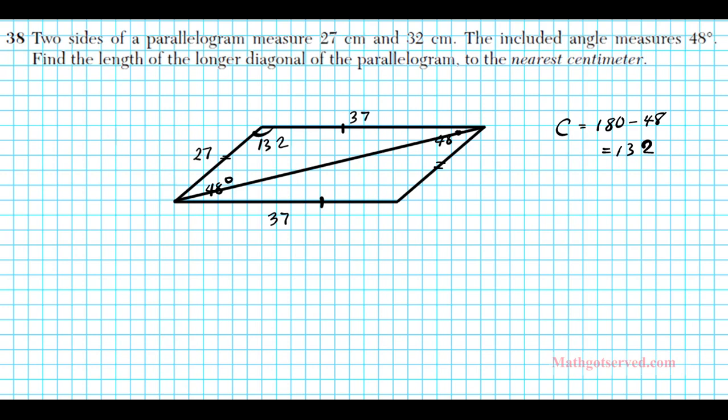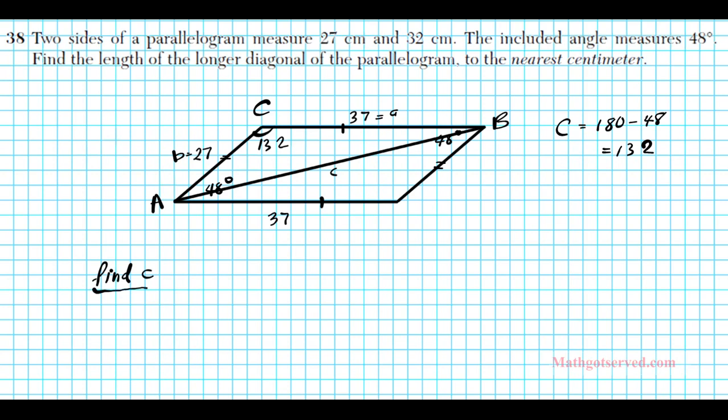What are we looking for? We're looking for the length of the longest diagonal. So how about we call this little c? Okay, call that little c. Let's call this A, big B. Call this little a and call this little b. So in this problem, we're going to find little c.